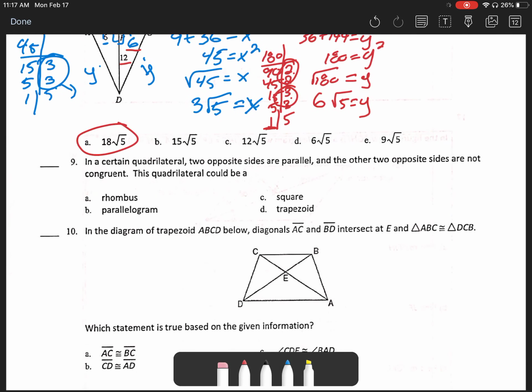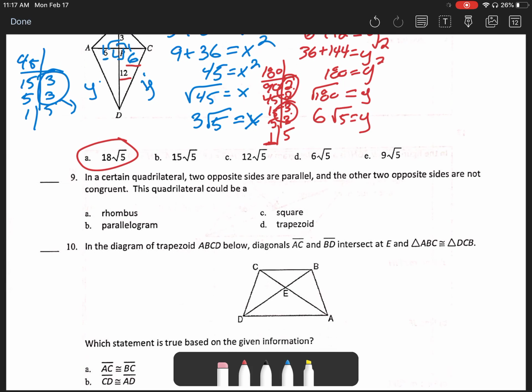In a certain quadrilateral, 2 opposite sides are parallel, and the other 2 opposite sides are not congruent. So 2 opposite sides are parallel. If it's just 2 sides being parallel, then it's going to be a trapezoid, and the other 2 opposite sides are not congruent. Okay, so this would be something like this, where these would be parallel, but this and this would not be congruent to each other. So that had to be a trapezoid.